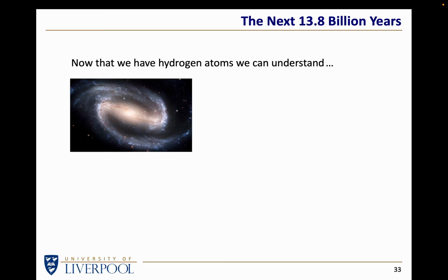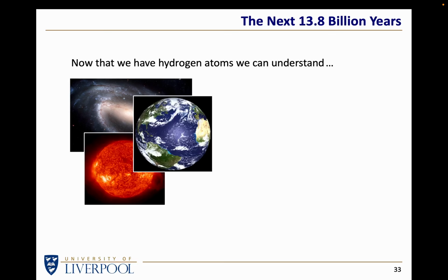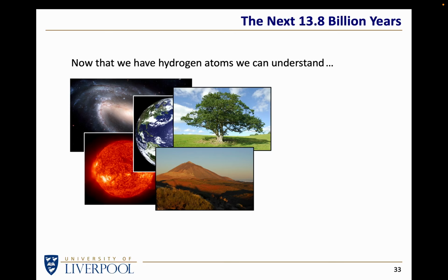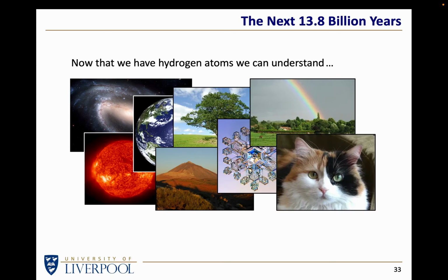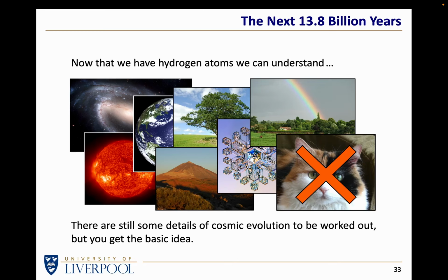Now we understand galaxies and stars and planets. And we understand trees and mountains and snowflakes and rainbows and cats and, okay, probably not cats. I don't think we'll ever understand cats, but we basically understand everything. If we say, yeah, start with hydrogen, everything comes from that, that's a bit of a gross statement, but yeah, that's not far off the truth.